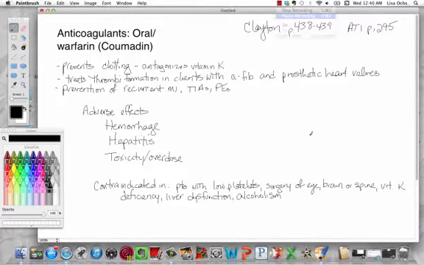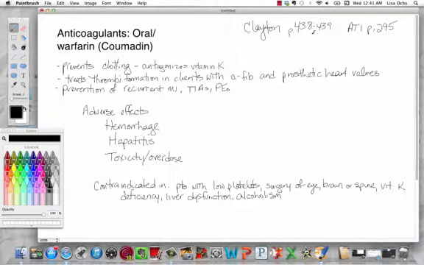Okay, so now let's talk for a few minutes about Coumadin or warfarin. Now I'm on Clayton, page 438, 439, ATI book, page 295. Coumadin is kind of the oral or pill form of heparin, although they work a little bit differently. If the patient started on an anticoagulant in the hospital, they're probably going to be discharged on an anticoagulant like Coumadin when they go home.